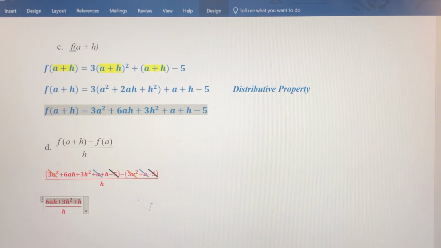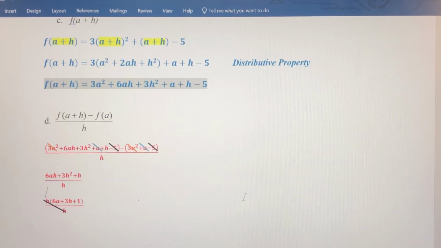So let's look at this numerator. They all have an h in common, so I'm going to be able to factor that out. Okay, so let's factor out an h. Okay, then inside we're left with 6a plus 3h plus 1. Okay, now I've got an h in the numerator, I've got an h in the denominator. Those are going to cancel out. And so you can see when I evaluate this whole thing, I'm left with 6a plus 3h plus 1.